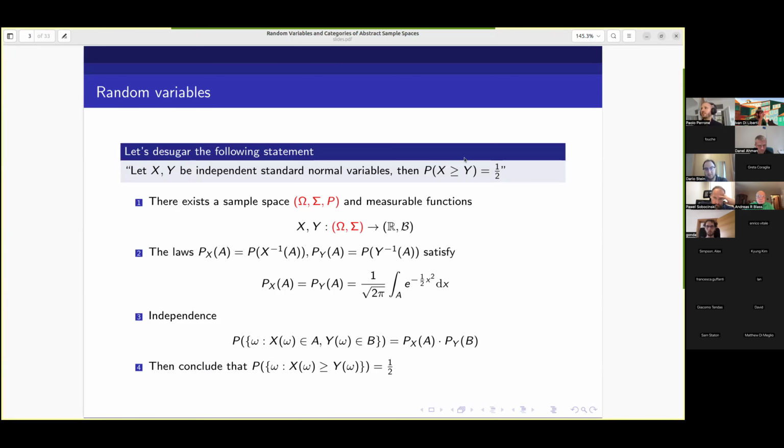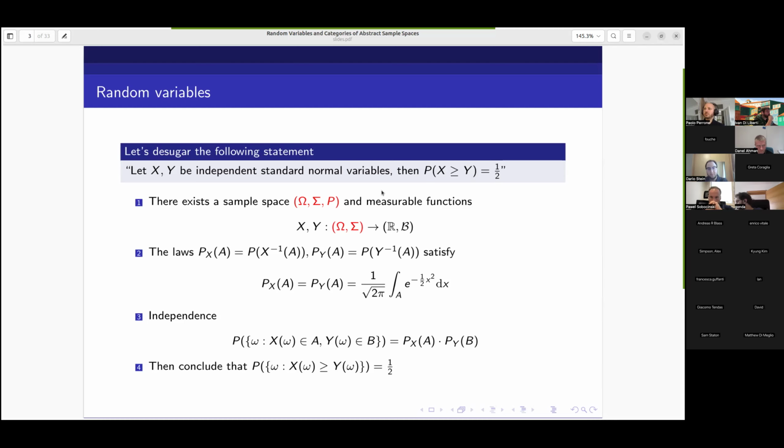So on top here is a statement, like we could see in any probability book: X and Y are independent standard normal random variables. Then the probability that X is bigger than Y is 1/2. Okay, this statement is true, but there's quite a bit to unpack here. So if you really de-sugar what that means in mathematical notation, first of all, random variables are functions out of a thing called a sample space.